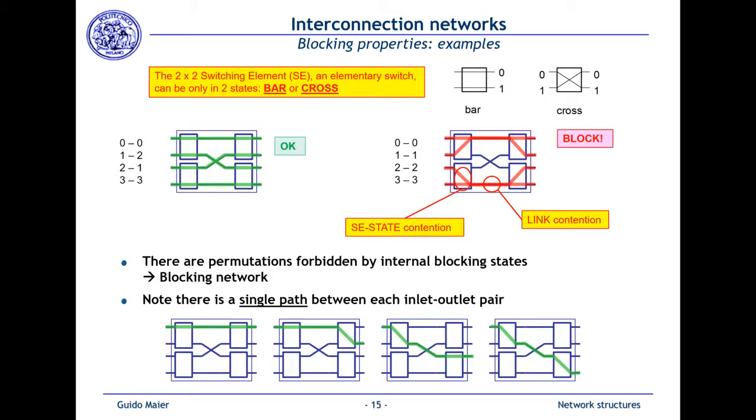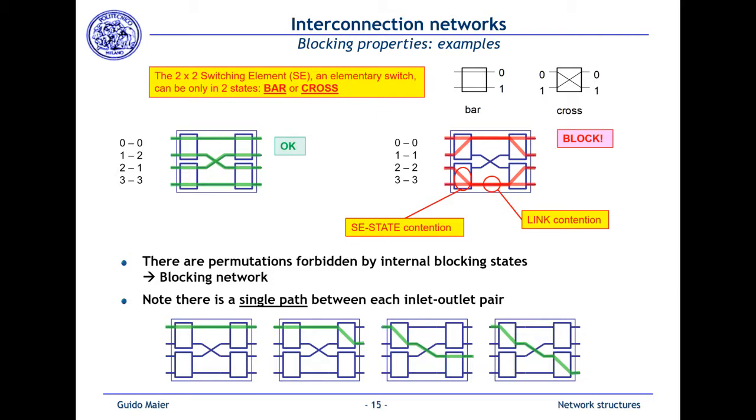If you look at the architecture and you try all the possibilities, you will discover that the only way to set up this permutation is to change the state of these switching elements to the cross state.